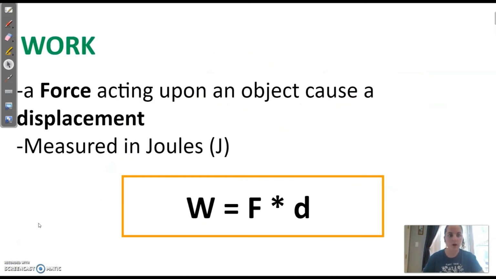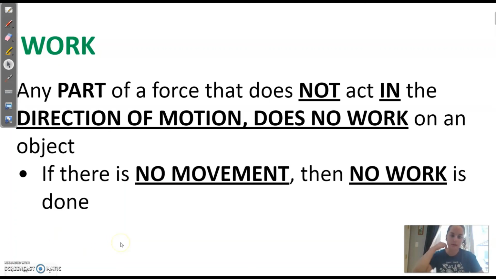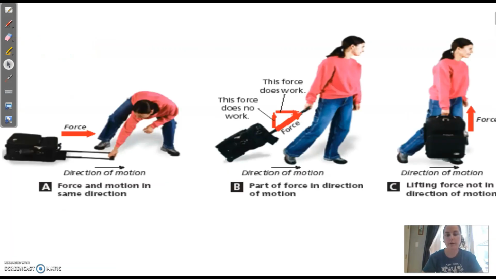All right, so let's talk about work. So work, a force acting upon an object causes a displacement. So what that means is if you have a force times a distance, then you're going to be doing work. Now, work is measured in joules, but what's important about work is the force has to be in the direction of motion. If the force is not in the direction of motion, then no work is done.